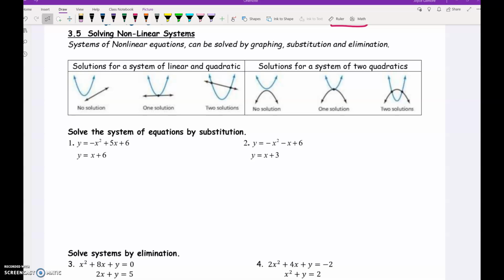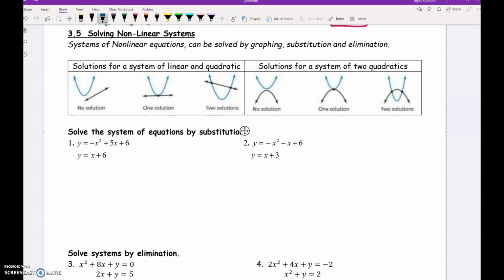Today we're going to look at nonlinear systems. That means systems of equations, so two things: a parabola and a line, so x squared and plain x, a parabola and a line, or two parabolas. In both of those situations, you have the opportunity for no solutions, one solution, or two solutions.